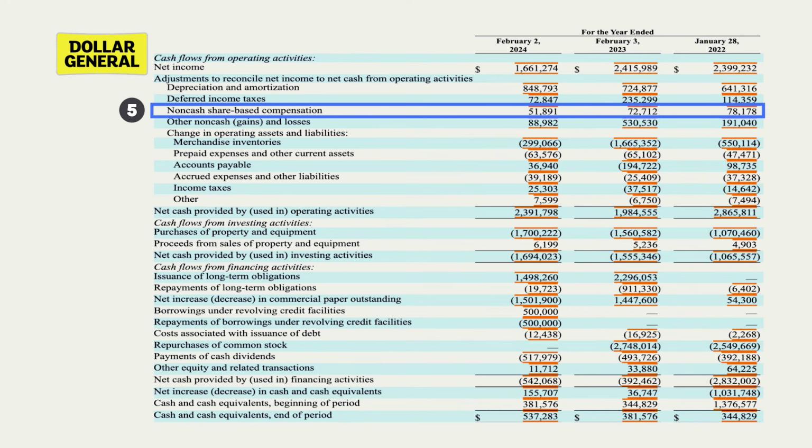Now, the fifth and final number that I pay attention to here is the company's issuance of stock-based compensation. We see that this number was $78 million in 2022, and it declined all the way to $51 million in 2024. Now, $51 million might sound like a lot, but when compared to the $1.6 billion in net income that the company generated, I don't view that to be a lot of stock-based compensation at all.